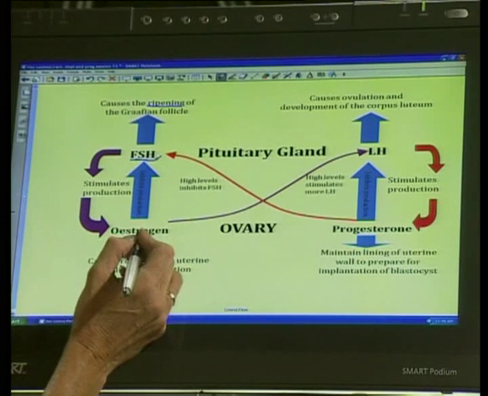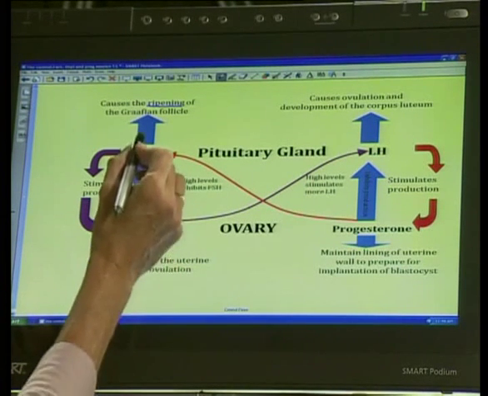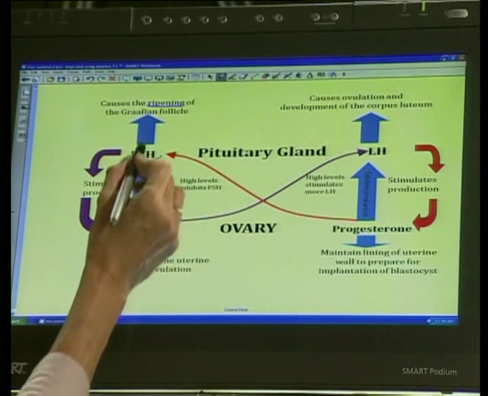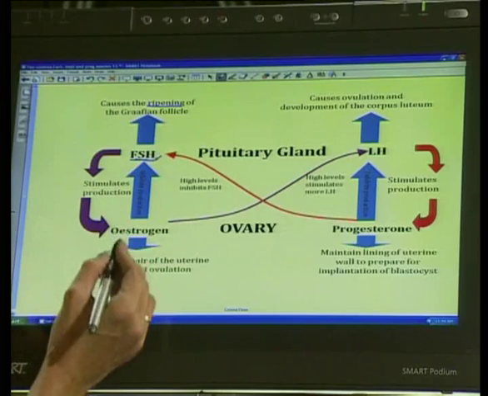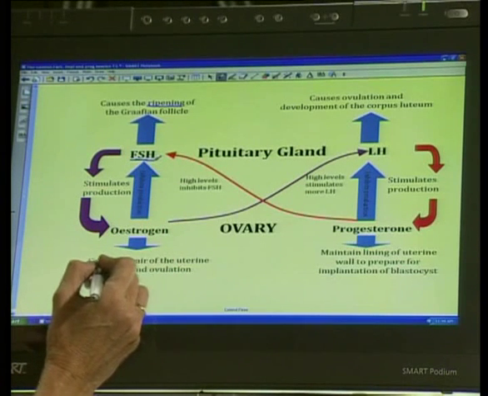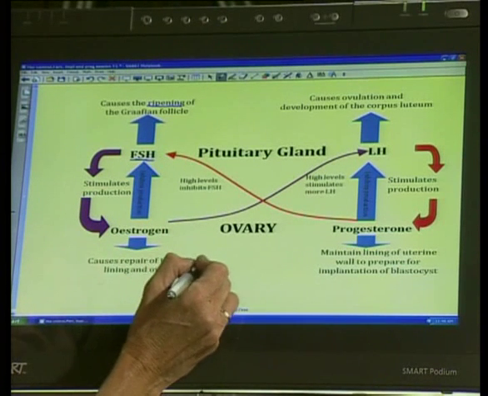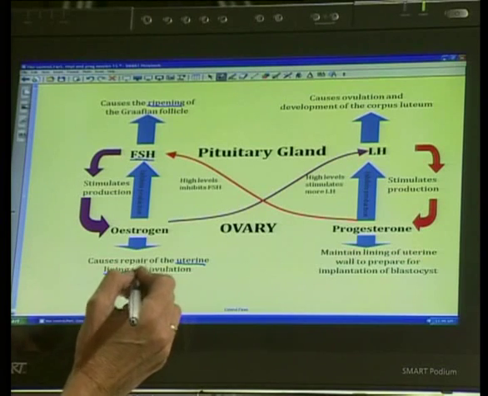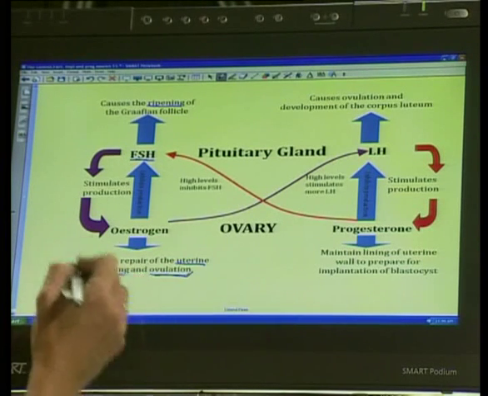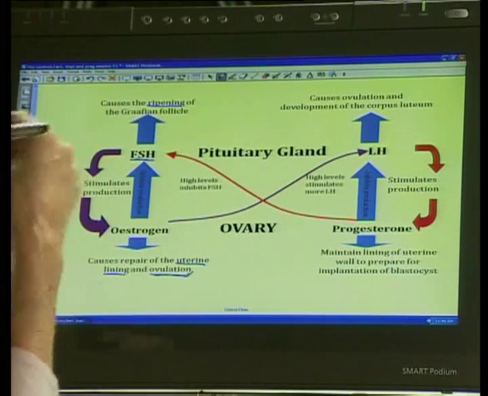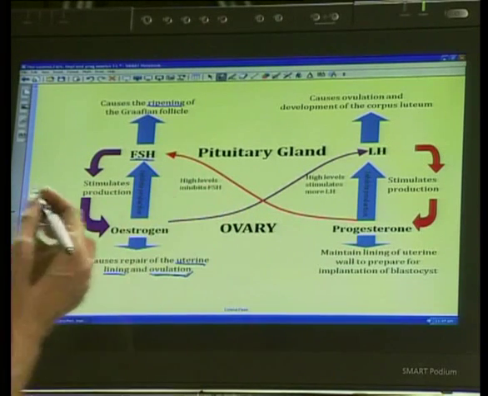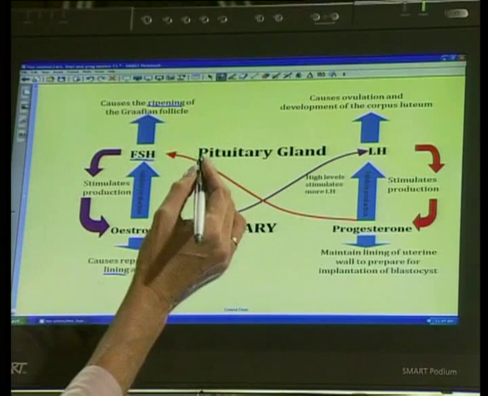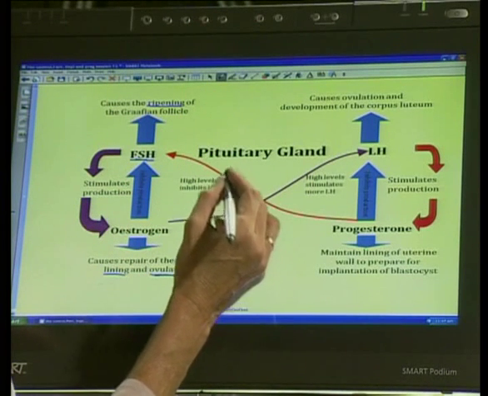What does estrogen do? Estrogen says, hey, pituitary, no more follicle-stimulating hormone. Inhibit it. Stop it from happening. And estrogen will cause the repair of the uterine lining, that's endometrium, and ovulation. Now the little egg cell's ready and it gets released. Out comes the little egg cell. From the ovary, it gets taken into the fallopian tubes.